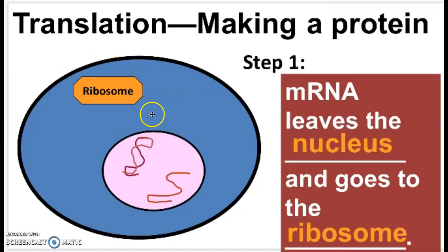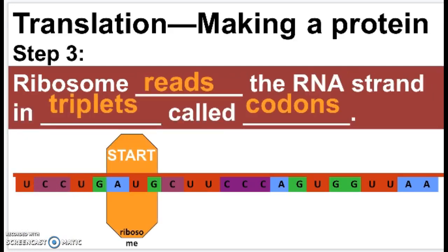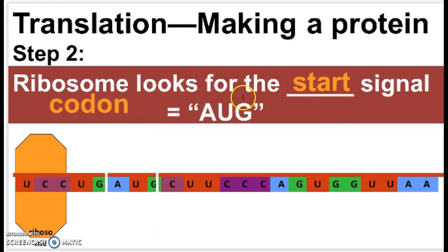So translation: the DNA was converted to RNA in transcription, and now in translation, mRNA is going to leave the nucleus and bind to this ribosome. Okay, so this is our ribosome, this is our mRNA. We zoomed in, and for every 3 bases, you're going to make 1 amino acid. So you have to look for the start. The start signal is AUG.